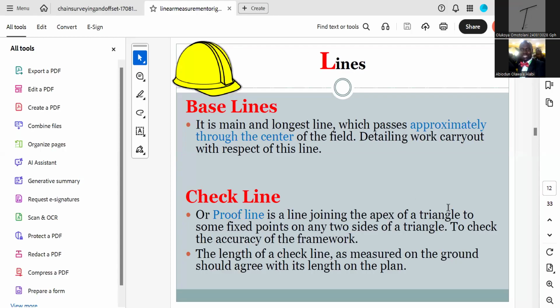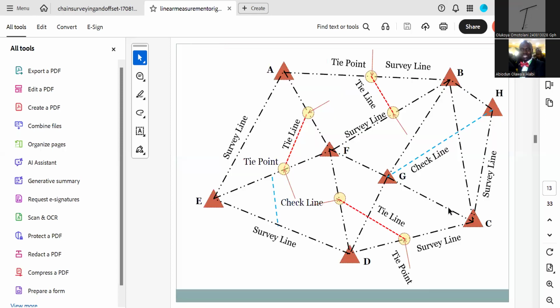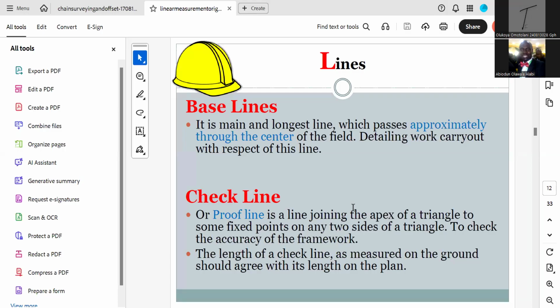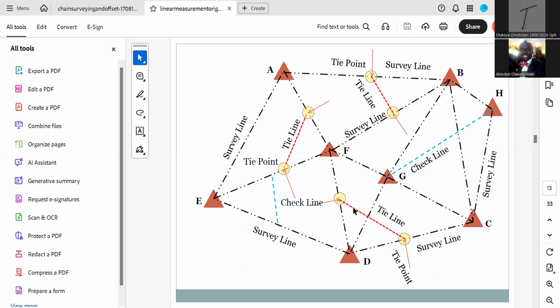So the length of a check line on the plan must tally with what it is on the ground. So let's go back to that illustration diagram again. So look at it now. They call this line now a check line, because it's coming from the apex of a triangle to a fixed point within the said property. If you look at the definition, a line joining the apex of a triangle to some fixed points on any two sides of a triangle. Okay, on any two sides of a triangle.